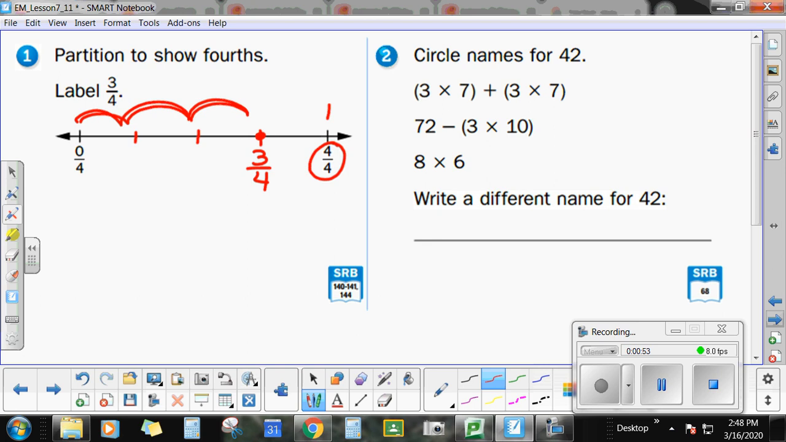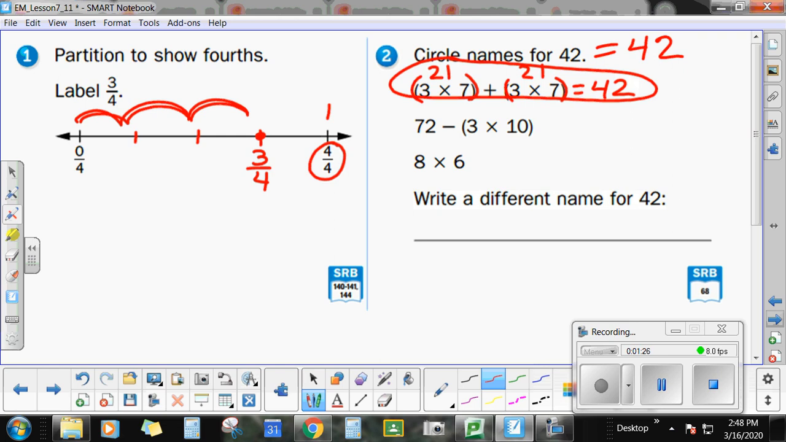All right, number 2, circle the names for 42. That just means circle the number models that equal 42, or the equations that equal 42. Remember, if you see parentheses, you do what's inside of parentheses first. This problem has 2 sets of parentheses, so you're going to do them from left to right. 3 times 7 is 21, and then another 3 times 7 is 21, and 21 plus 21 is 42. So this one works.